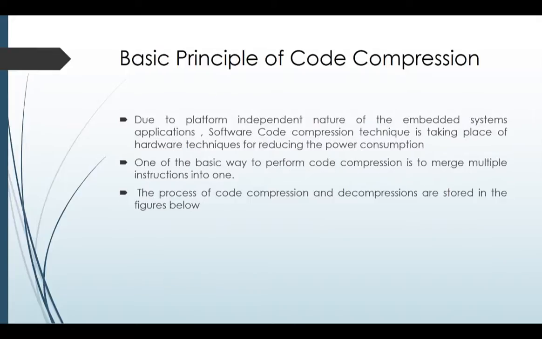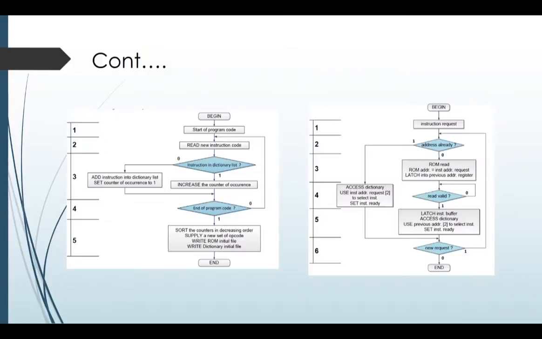The basic principle of code compression is to merge multiple instructions into one single instruction and store it in a separate database. Initially, a new instruction is read from the code file and checked whether it exists in the database. If the instruction exists in the database, the counter of the instruction is incremented by 1, and if it does not exist in the database, the instruction is added to it and the counter is set to 1. This process continues till the end of the program file is reached.